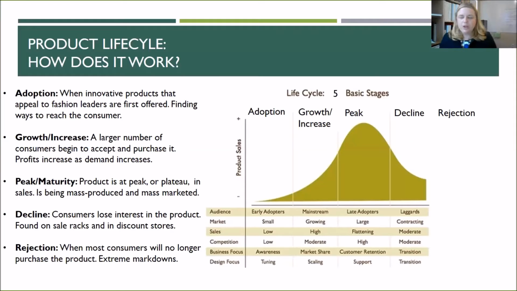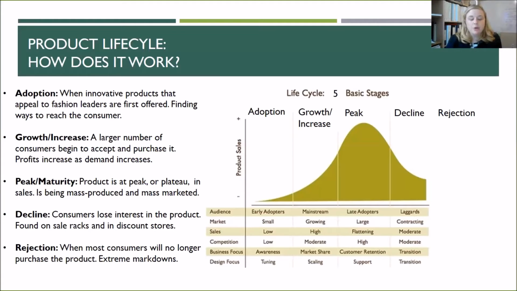time. Okay, so when we're in the increase stage, we are increasing our profits as well because people are getting introduced to it. So this is the point at which manufacturers begin to copy at a lower price point. And then peak is the stage where your sales have plateaued. So it's being mass produced and mass marketed. So this is the stage at which you would probably see an apparel product at Target, for example.